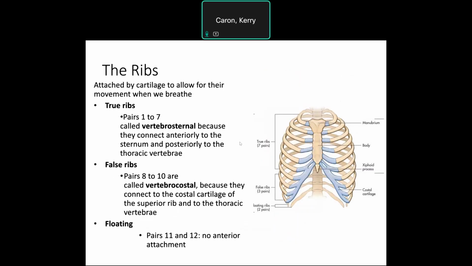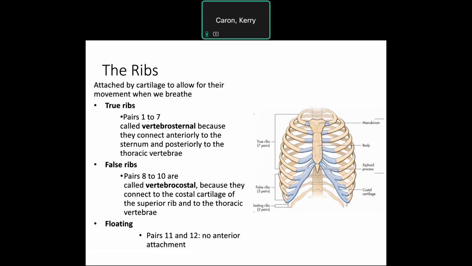The ribs, okay, so just like the vertebrae, there are different sections to the ribs. True ribs, pairs 1 through 7, are also called vertebrosternal because they attach to the sternum. Okay, if you remember, they attach to the vertebrae and they attach to the sternum.